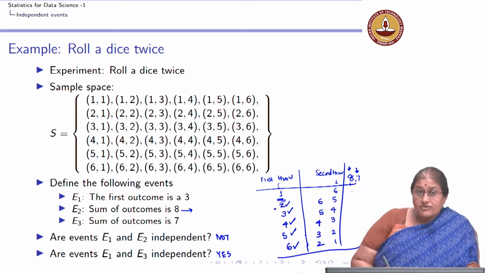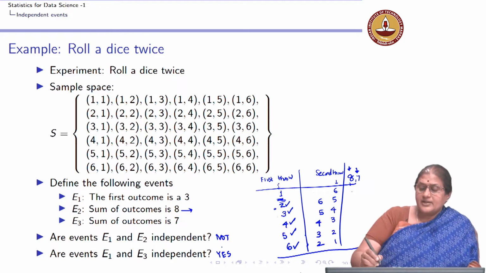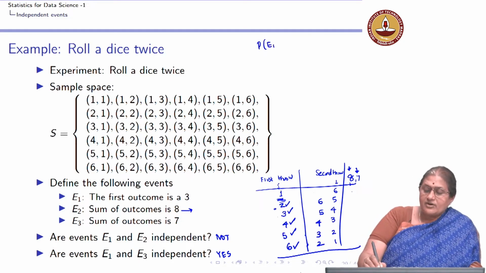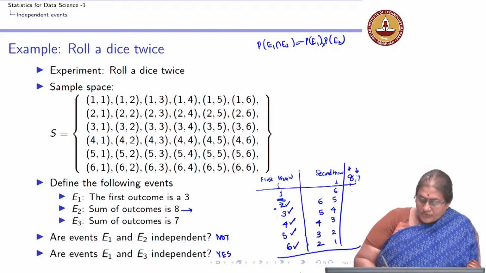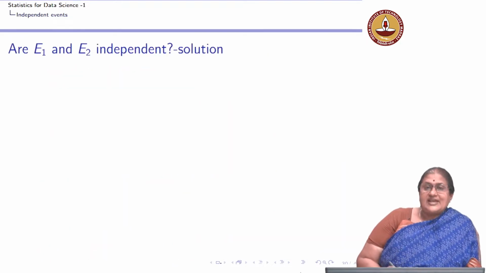Recall, the formula states that if E1 and E2 are independent, then the probability of the intersection has to be the product of the probabilities. So, this is what we have to check. So, let us go to the first thing. Are E1 and E2 independent?